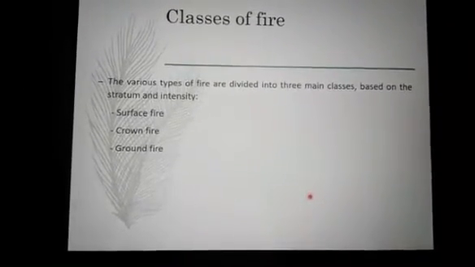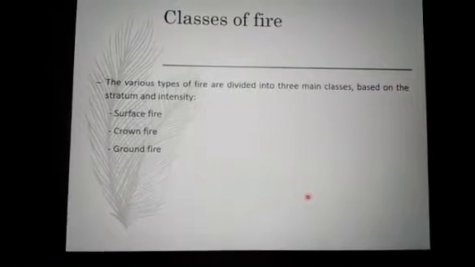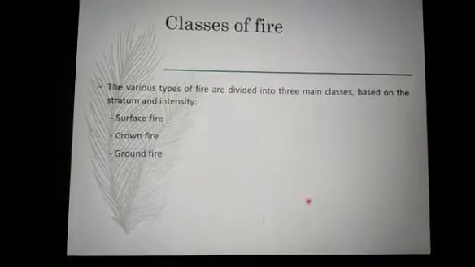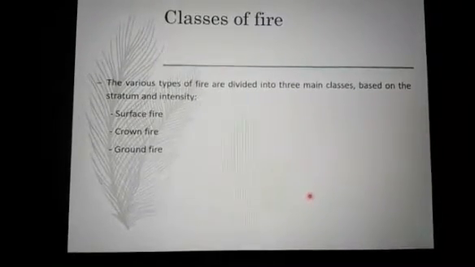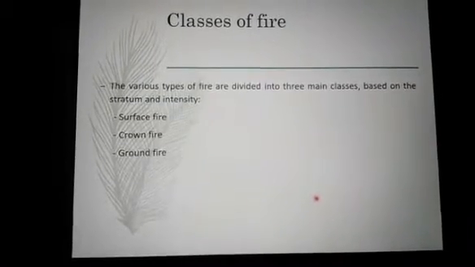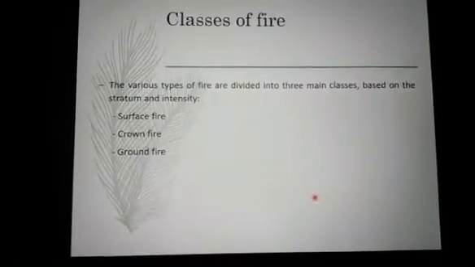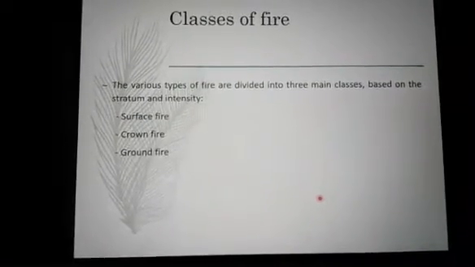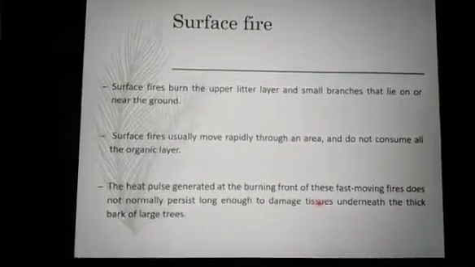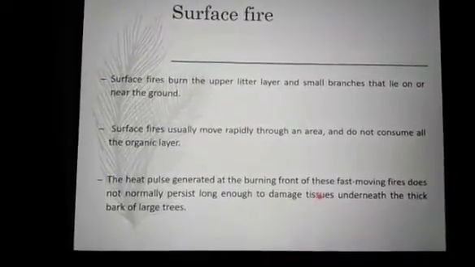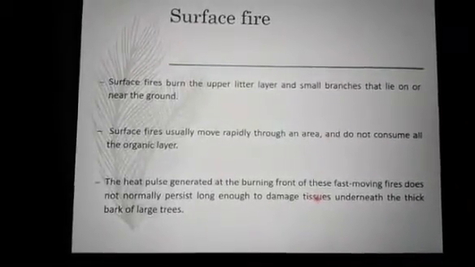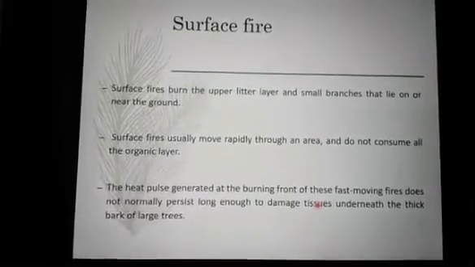So we have different classes of fires according to their intensities. We have the surface fire, the crown fire, and the ground fire. These are grouped based on the way they impact the ecosystem or vegetation. Looking at the surface fire, it burns the upper litter and the small branches that lie on or near the ground.